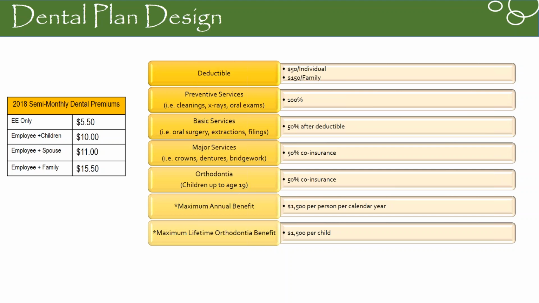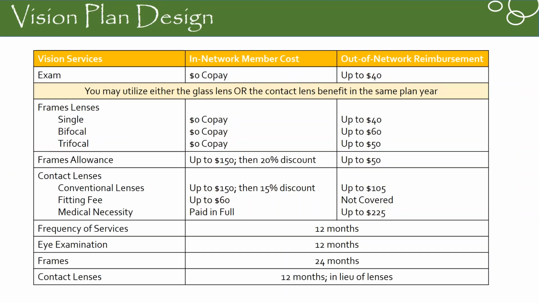So our dental plan runs over $80 per employee per month. So again, we carry a lot of the cost of that. There's no changes to our vision. We're still with Davis Vision. Premiums will still remain the same. Your co-pays, everything remained the same with vision for this year.